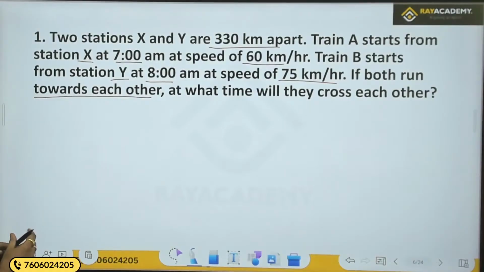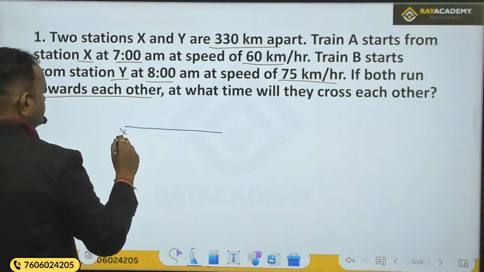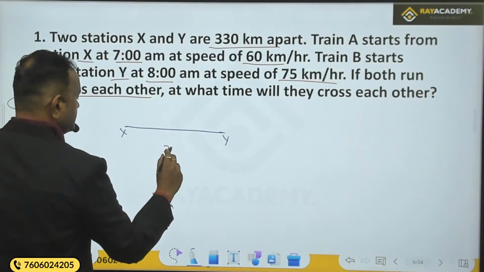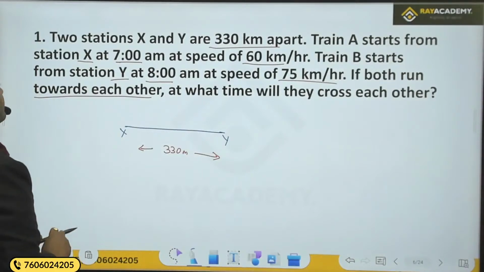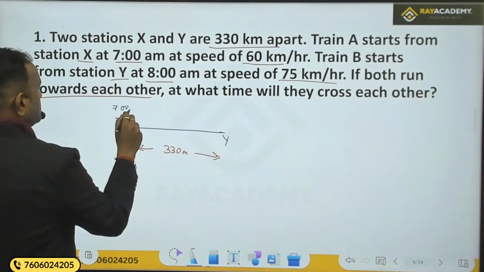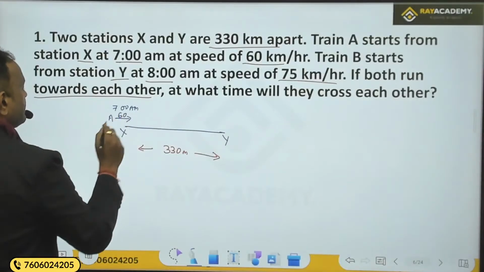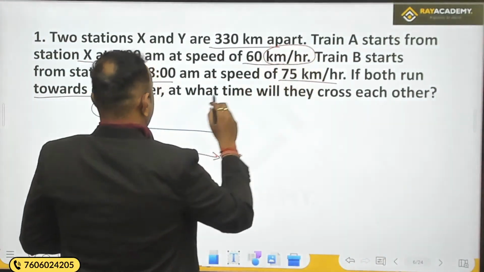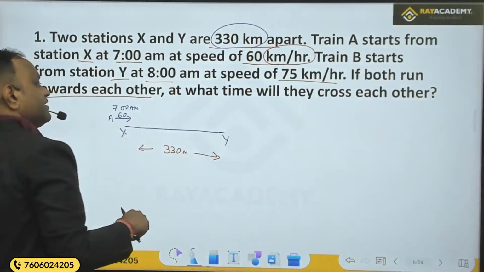So what are the data we have? Let us plot it here. We plot the two stations X and Y. The total distance is 330. Train A starts from X at 7 am. Train A's speed is 60 kilometers per hour. Keep in mind, the speed is in kilometers per hour, and the distance was given as 330. Sorry, it is also kilometers, so no issue.